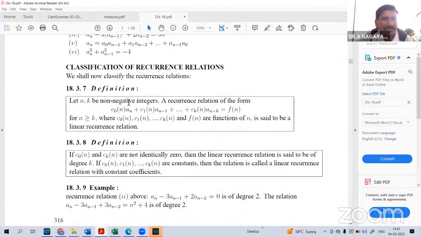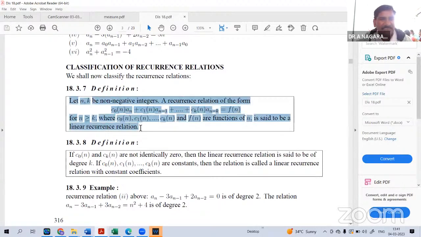Now coming to the definition of the classification of recurrence relations. They are divided into linear recurrence relations and non-linear recurrence relations. First I will go through the linear recurrence relation. Here, linear recurrence relation means this.